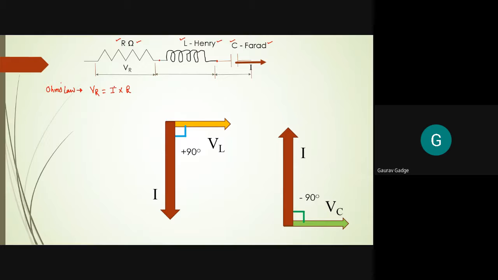Now, as this current I is the same for all the three elements, I'm not going to change the name of this current. I'm going to keep that current as I. So this is Ohm's law applicable to the resistive element or resistive load. So VR is equal to I into R.